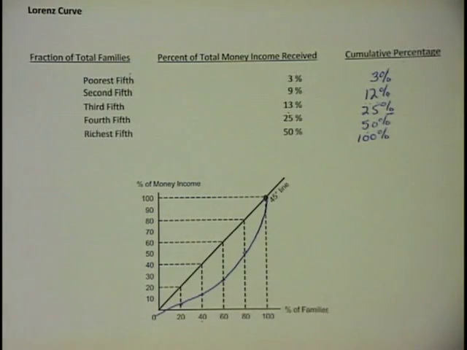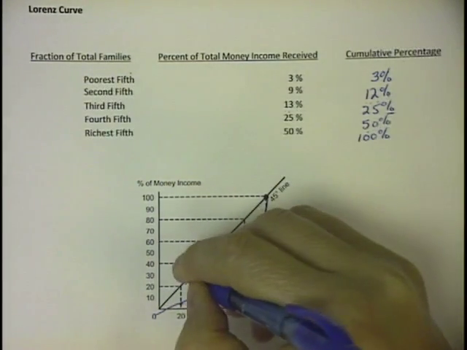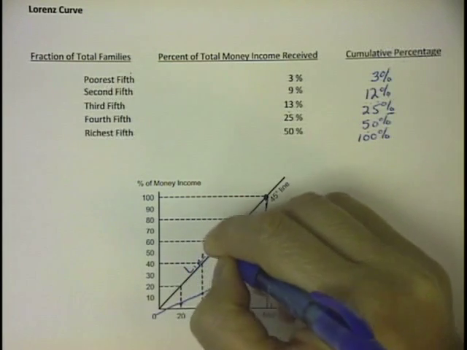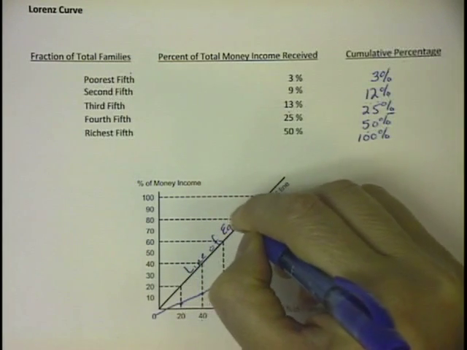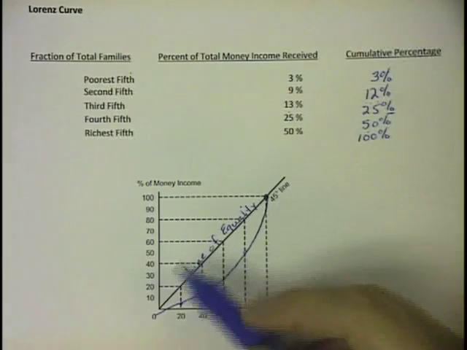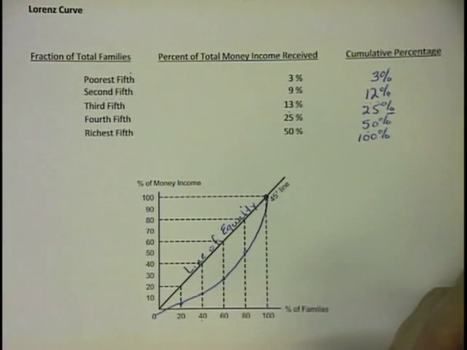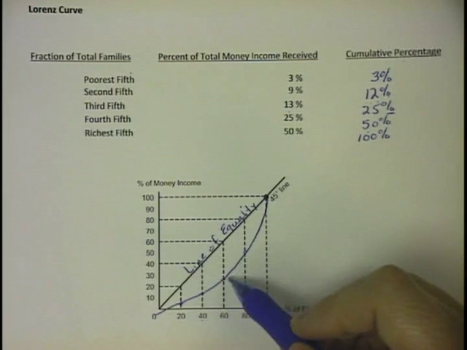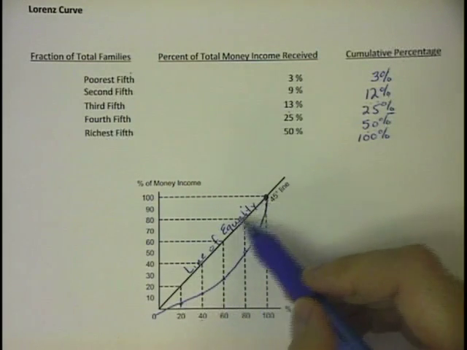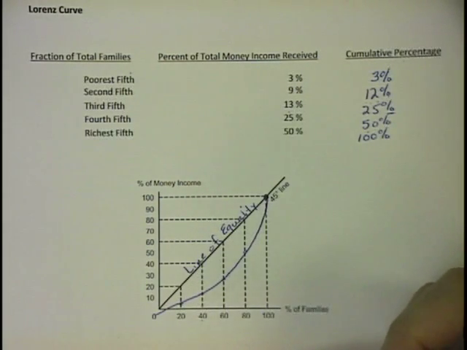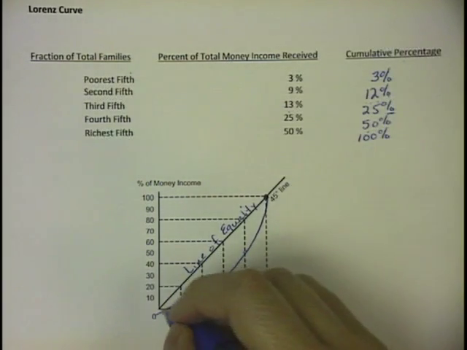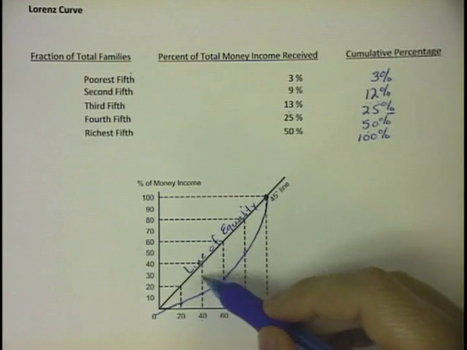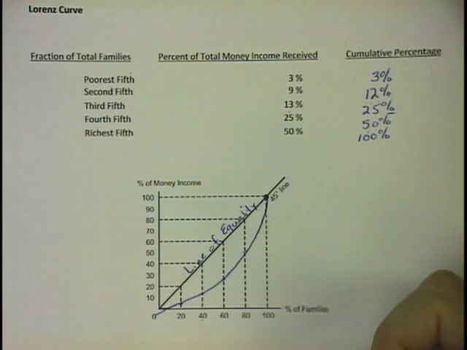This line right here is something called the line of equality. If everybody had the exact same income, that would be the Lorenz curve. There's no country that meets this line of equality, but the closer this Lorenz curve is to the line of equality, the more equal is the distribution of income. So the further it is from the line of equality, the more unequal it is. It means the rich are richer and the poor are poorer.